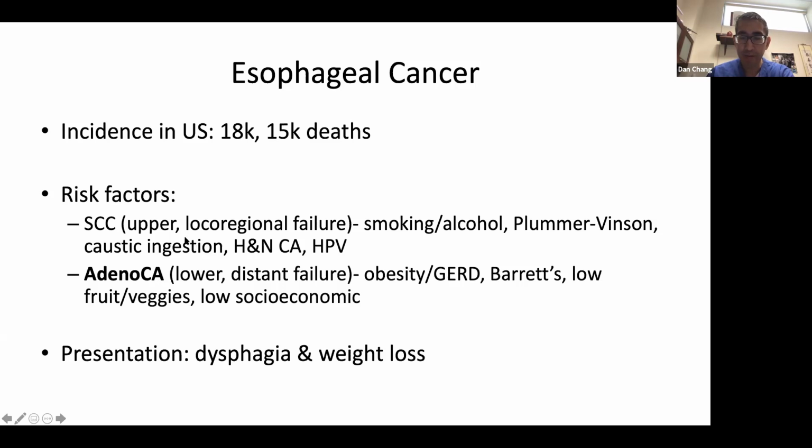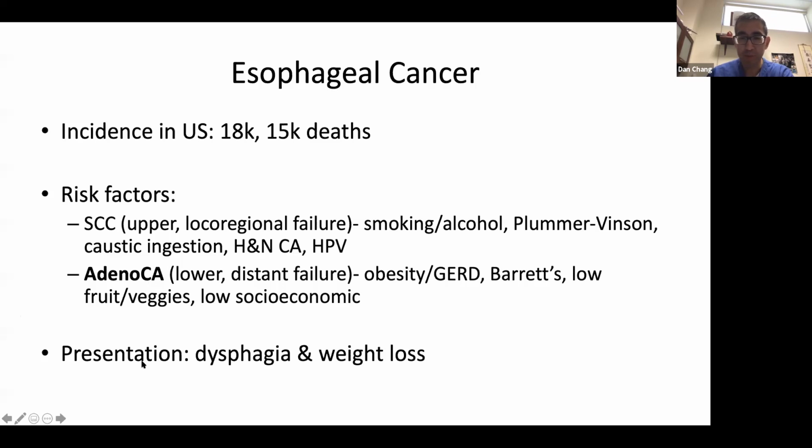They have different patterns of failure. Squamous cell carcinomas tend to recur more locoregionally, and they tend to be more radiosensitive compared to adenocarcinomas, which tend to fail more distantly. They tend to spread more distantly. And so that has implications on different treatment options for them.